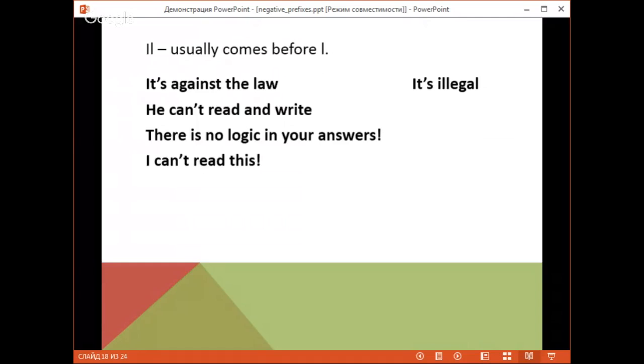When it's against the law, it's illegal. When a person cannot read and write, this person is illiterate. When there is no logic, it's just illogical. And when you cannot read something because it's unclear, you say it's illegible. I hope it was easy.